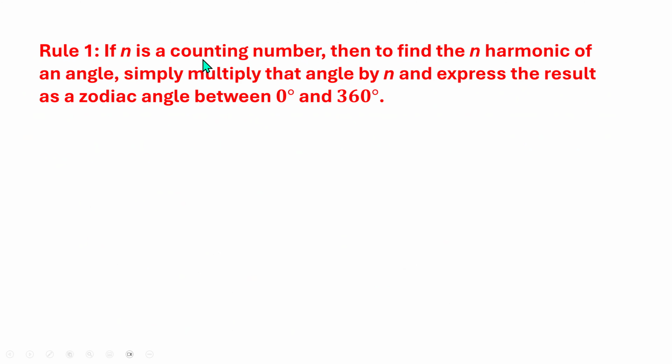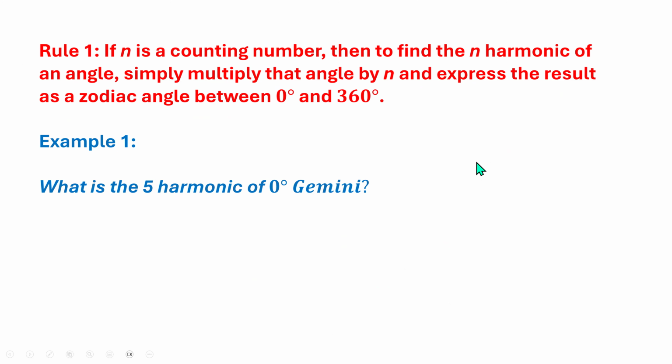Rule 1. If n is a counting number, then to find the n harmonic of an angle, simply multiply that angle by n and express the result as a zodiac angle between 0 degrees and 360 degrees. It can be greater than or equal to 0, but has to be strictly less than 360 degrees. This is a rule I could give a rigorous proof for, but here I'll just give examples.